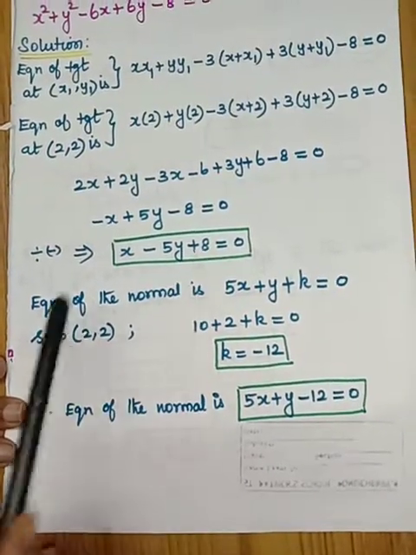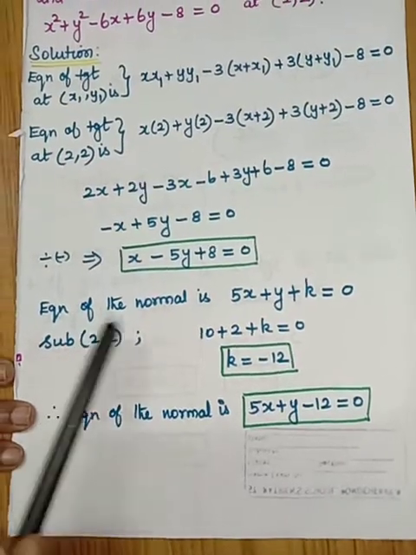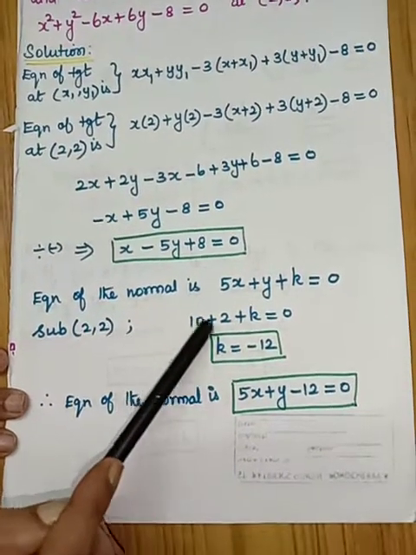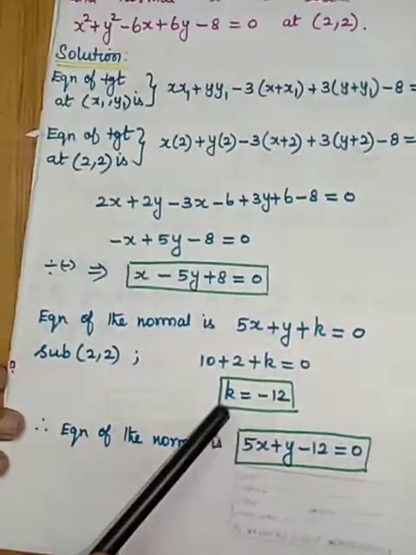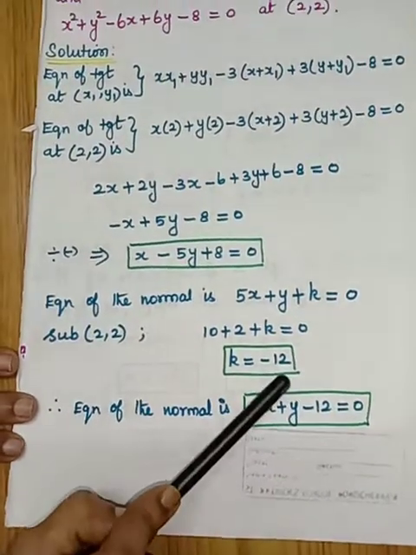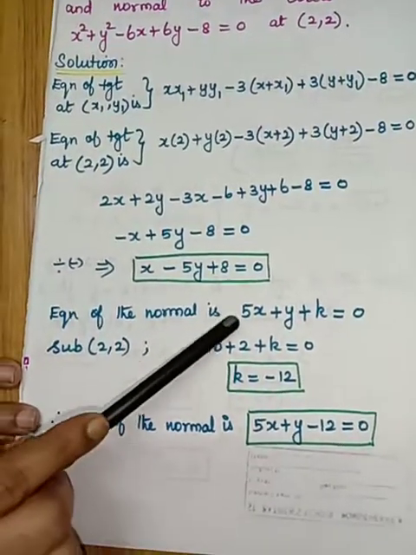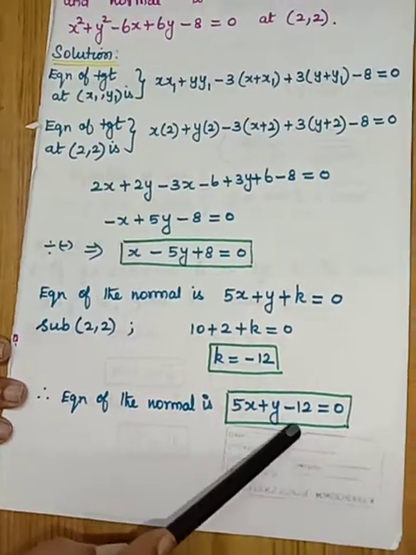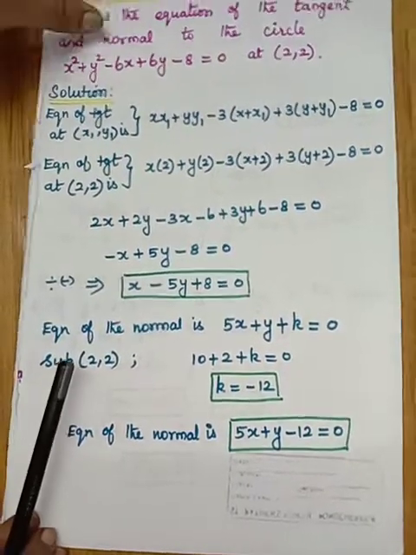So this normal passes through 2 comma 2. So if you substitute, 10 plus 2 plus k is equal to 0, k is equal to minus 12. So therefore the equation of the normal is 5x plus y minus 12 is equal to 0.